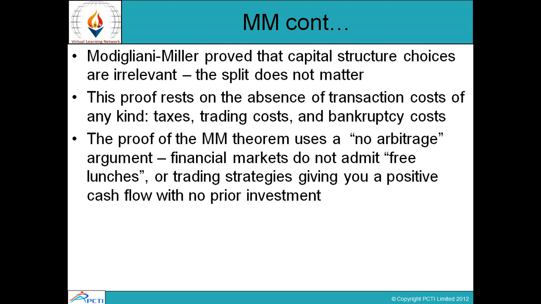Modigliani Miller proved that capital structure choices are irrelevant. The split does not matter. This proof rests on the absence of transaction cost of any kind: taxes, trading cost, and bankruptcy cost. The proof of the theorem uses a no arbitrage argument. Financial markets do not admit free lunches, or trading strategies giving you a positive cash flow with no prior investment.